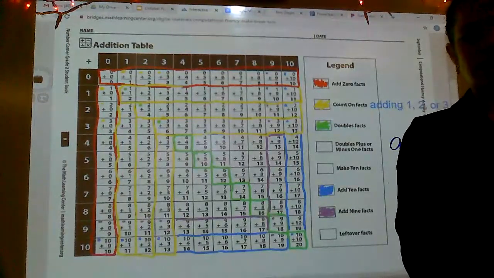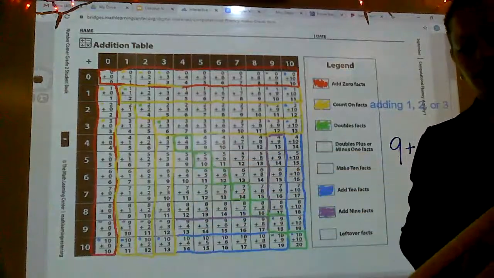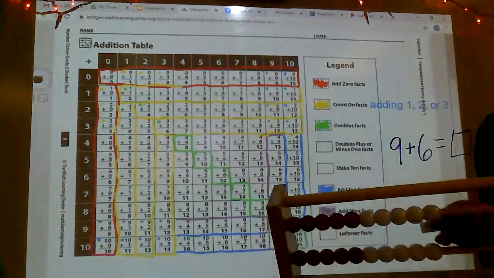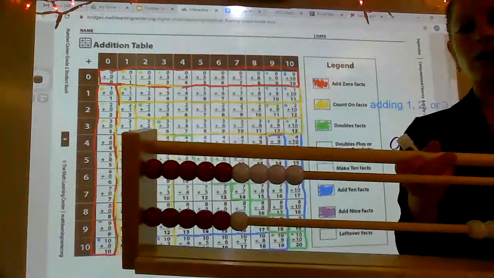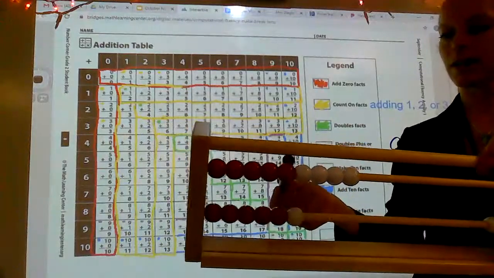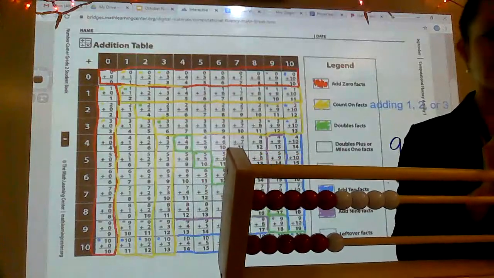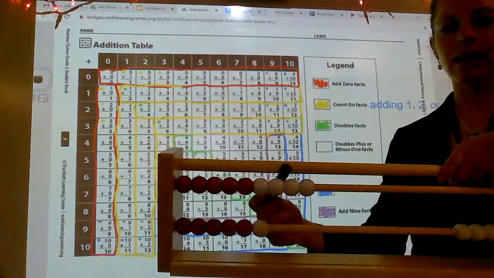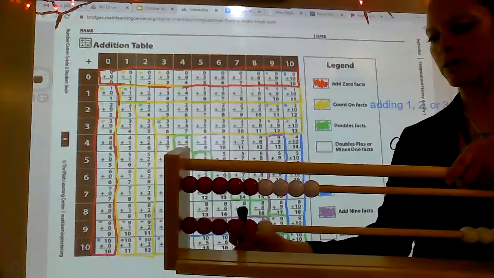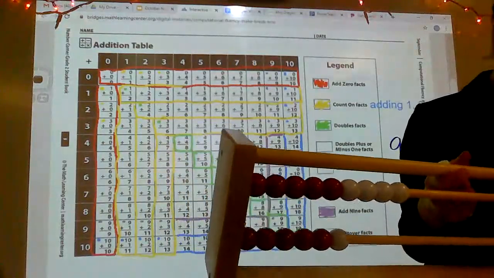Wow, you figured this one out so fast. How did you figure it out? I bet some of you thought of this. You put 9 on the top row and 6 on the bottom row. You see 10 and 5 more. Excellent. Or maybe some of you had this in your mind and you said 9, 10, 11, 12, 13, 14, 15. You counted on, you still got the same answer of 15.